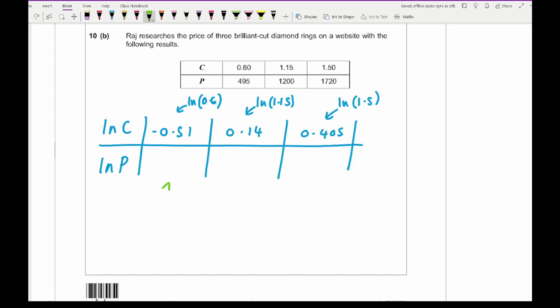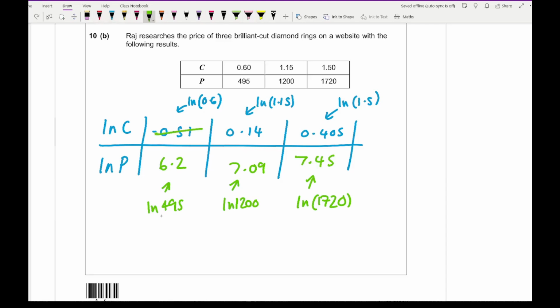Then for the P values, all I've got to do is just type in ln of 495, which is 6.2. Then ln of 1200, which is 7.09. And then ln of 1720, which is 7.45. Then all that's left for me to do is plot these coordinates.